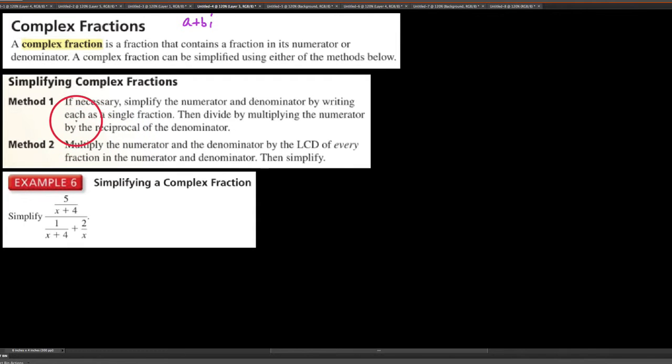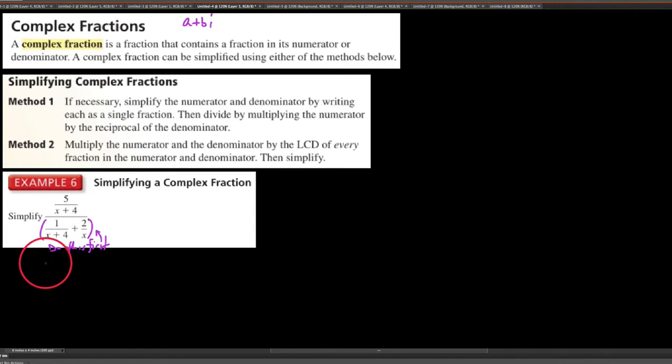Method one, essentially, it says that if necessary, what we could do is simplify the numerator and denominator by writing each as a single fraction, and then divide by multiplying the numerator by the reciprocal of the denominator. So that is to say that looking at something like example 6 here, if we have a fraction being added to a fraction in the denominator here, we're going to do this first. And so by doing this first, what we end up with is a fraction on top and a fraction on bottom. And according to what we see up here, we can just go ahead and multiply by the reciprocal.